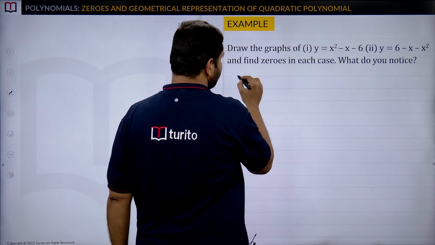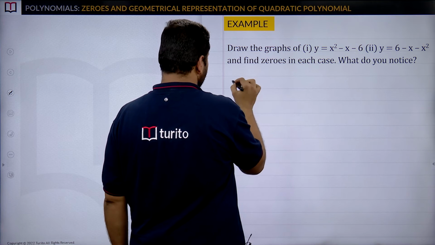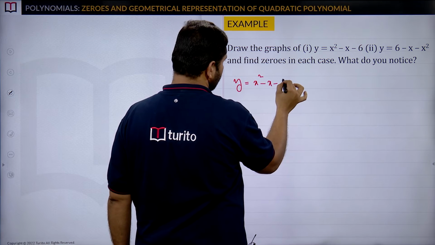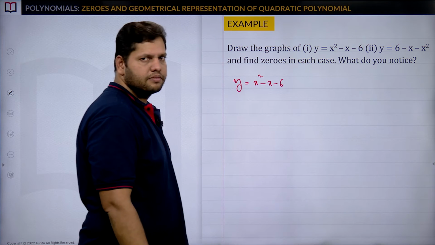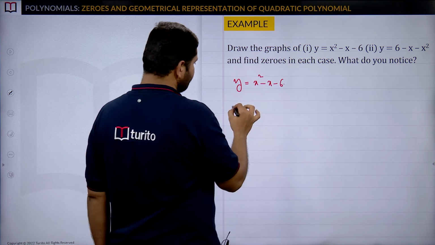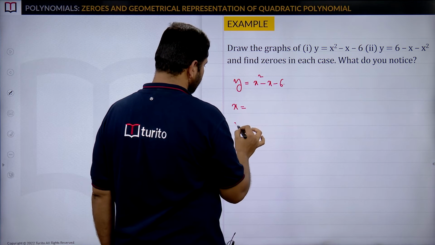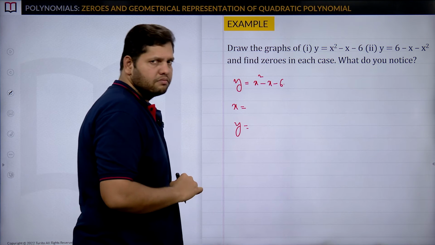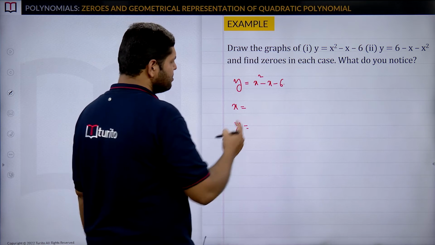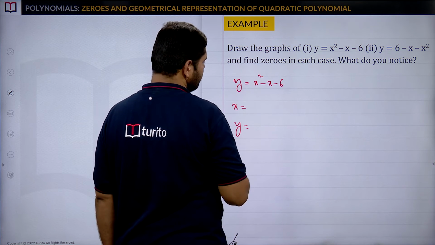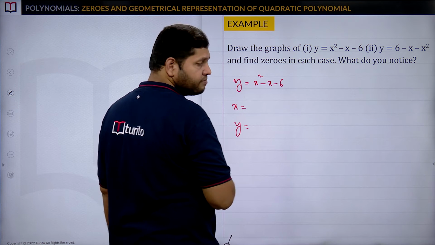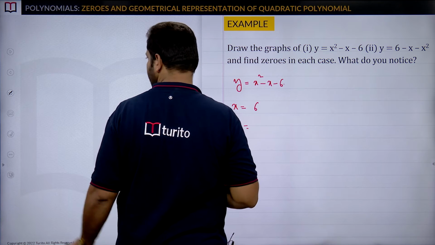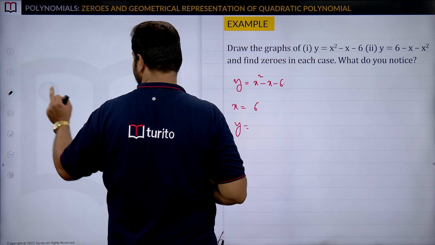So what is the given polynomial, children? y is equal to x square minus x minus 6. Now I am taking the x value, then I will find the y value. First I will take x is equal to minus 3. Minus 3 squared means 9, so 9 plus 3 is 12, 12 minus 6 is 6. You have to write 6 here, children.